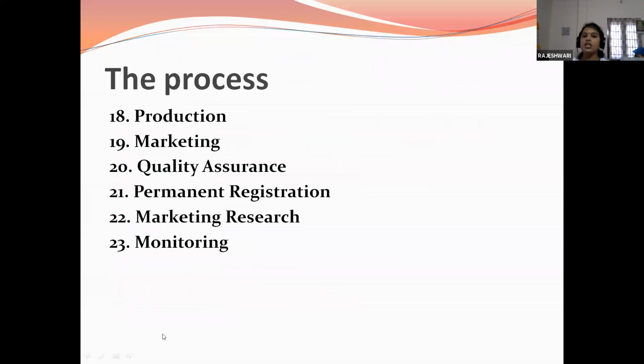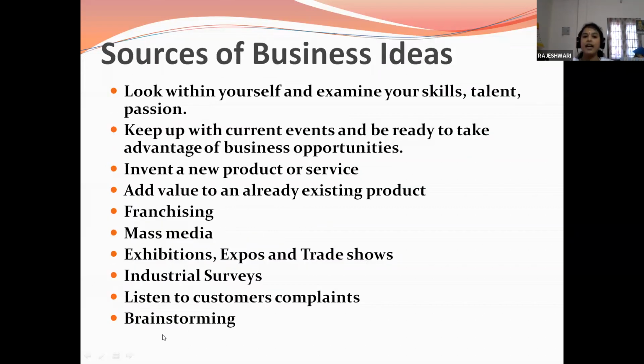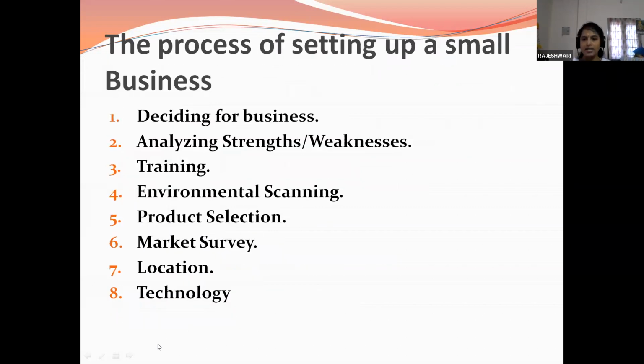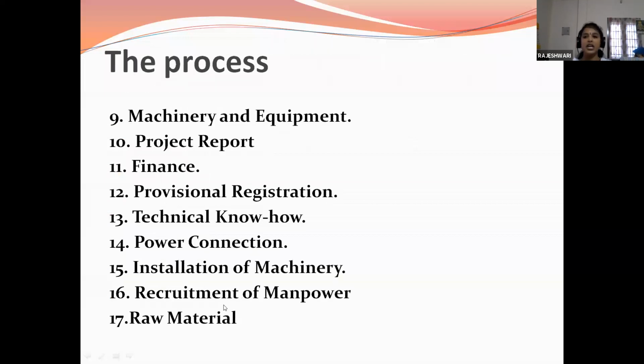So what is the process of setting up a small business? There are 23 steps. First of all, deciding your business, then what the strengths and weaknesses are. If you want any training, our government gives a lot of training for entrepreneurs, so you can get the training from there, as well as environmental scanning. Then choose your product, then survey your market, then decide the location, and what technology you are going to implement, then what machinery and equipment you are going to purchase for your business.